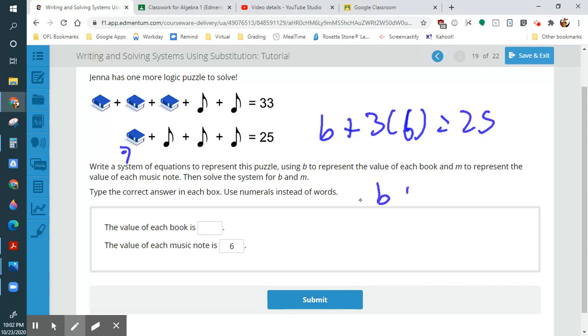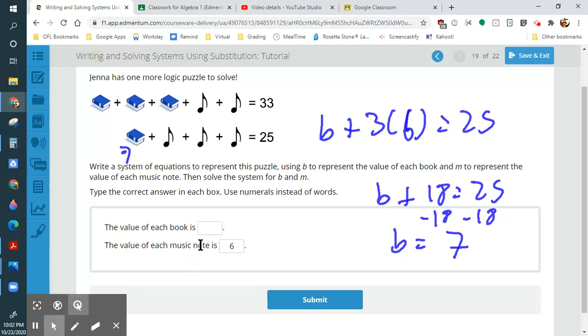Well, that means that book plus 18 equals 25. So that means a book has to equal 7. Because if we take away 18 from both sides, we get 7. All right, so we're going to get 7. Let's see if this works. 7 plus 7 plus 7, or in other words, 3 times 7, it's 21. Plus, we said our music notes were 6, so we have 6 plus 6, which is 12. That does equal 33. 21 plus 12 does equal 33.